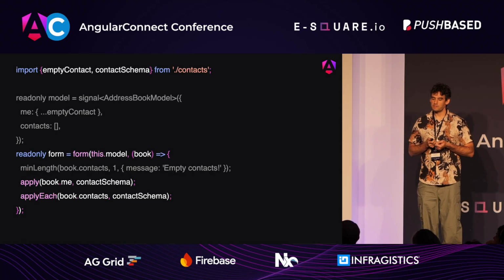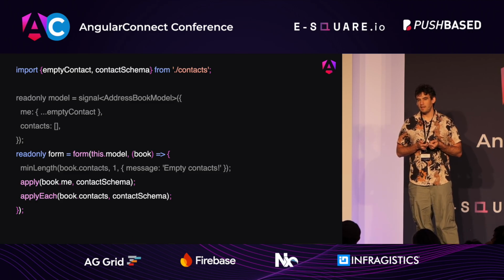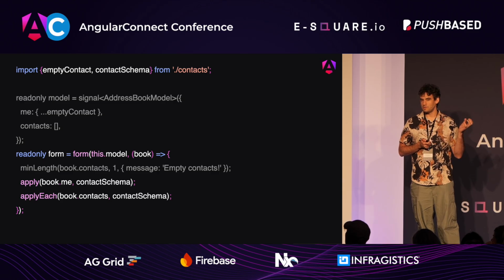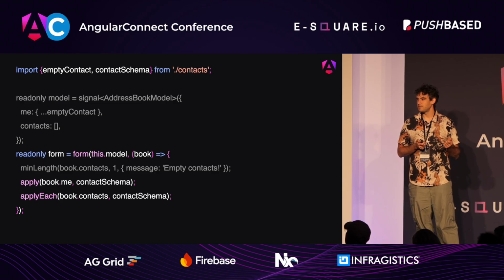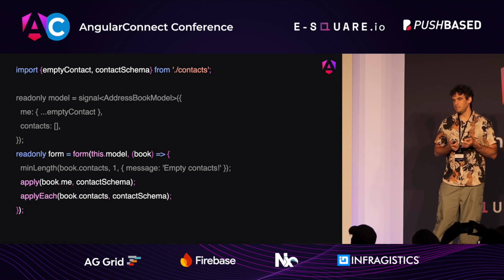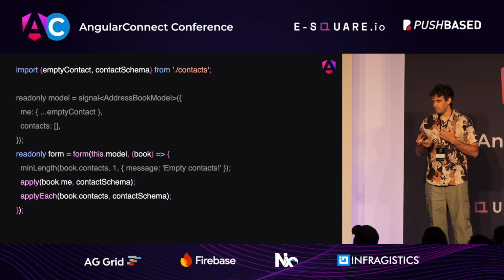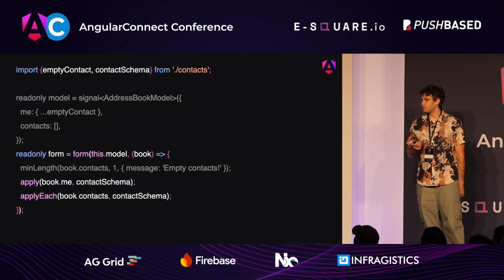So then coming back to our address book, we can import that schema that we just created. And for myself, I can use the apply function here to take that schema and apply it to the subfield, specifically the one that has my information. And so now we'll have all of that standard validation for a contact there. And I can also use applyEach, which is going to take that schema and apply it to every element of my contact array. And so then I'll have the validation for everybody and be able to reuse that same little chunk.